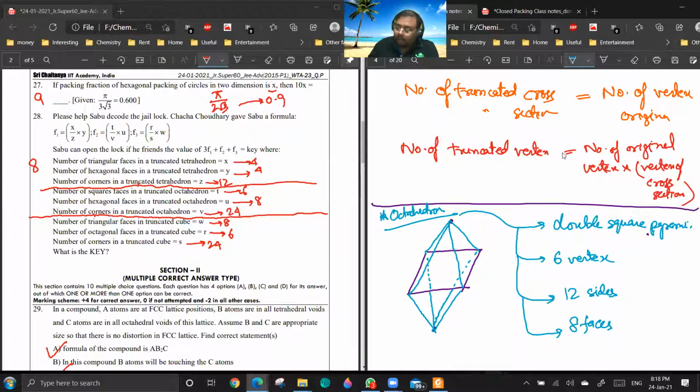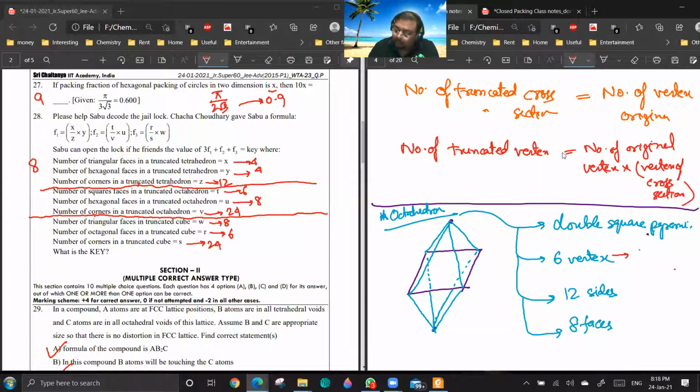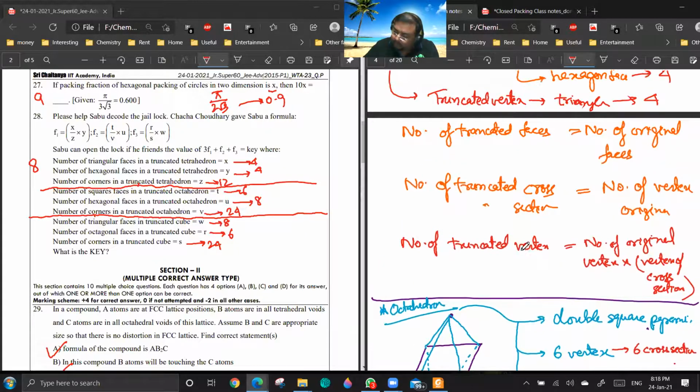Now if you are having 8 faces, then the 6 vertexes give 6 cross sections when you are cutting it. And 8 faces means what? 8 faces will give 8 truncated faces. Yes or no?